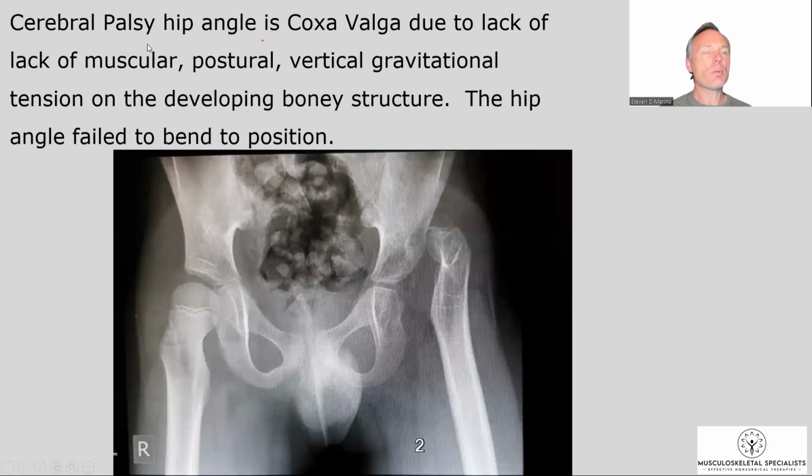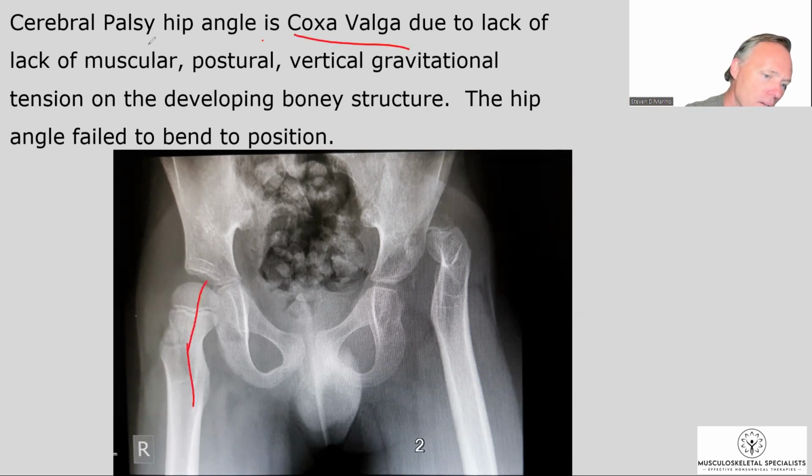Okay, so this is a cerebral palsy hip angle. I'm showing you this because we have to respect anatomy. These kids develop in a wheelchair, right? They can walk some, but they're not walkers, and they skipped all the developmental stages, right? And so they're coxa valga. What that means is this guy's hip angle, and this is a young child.